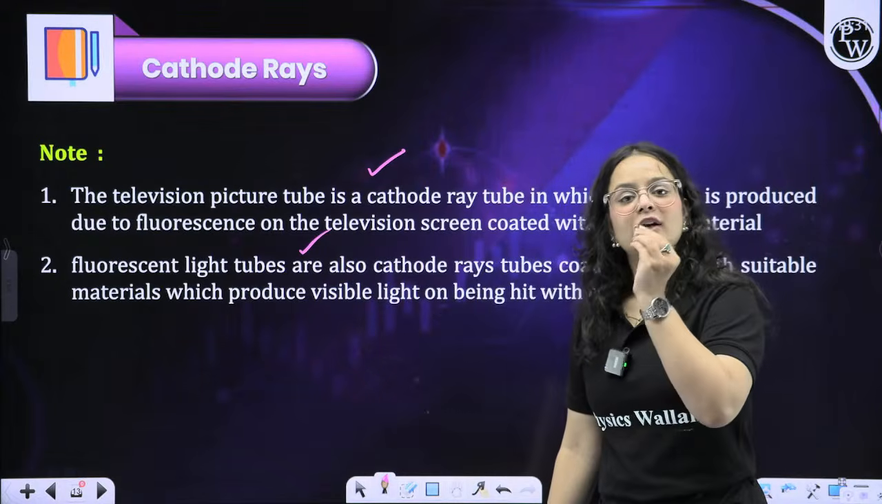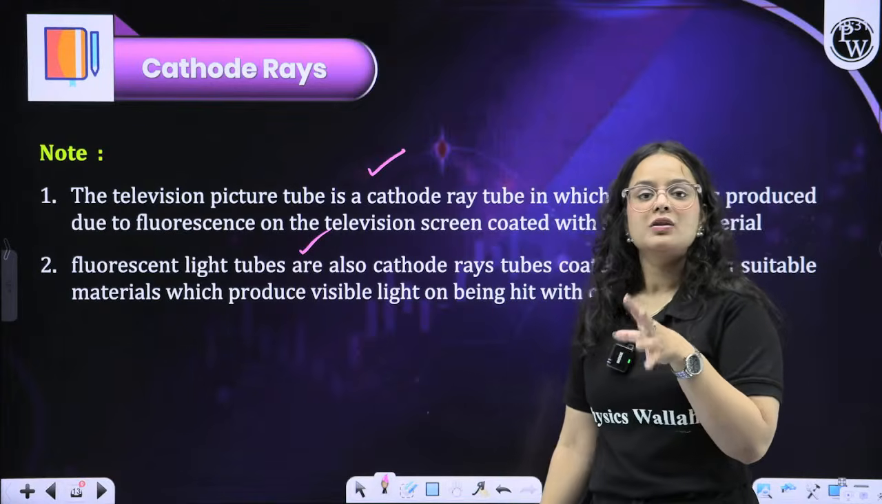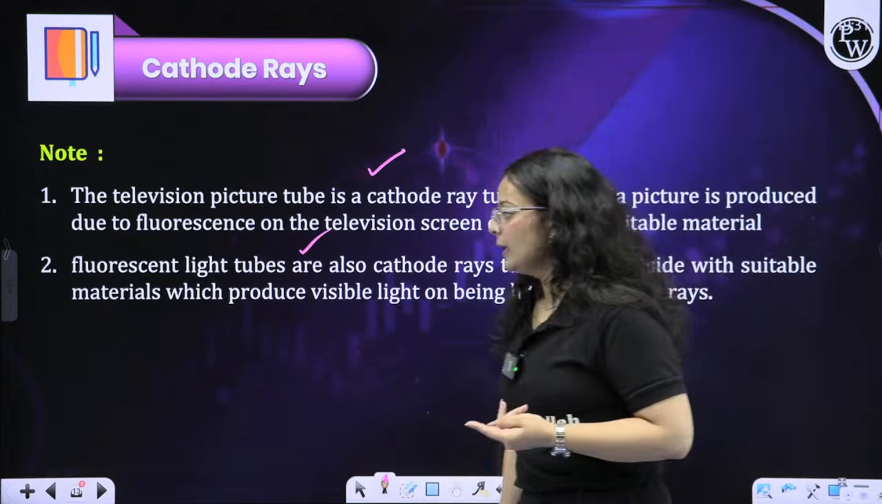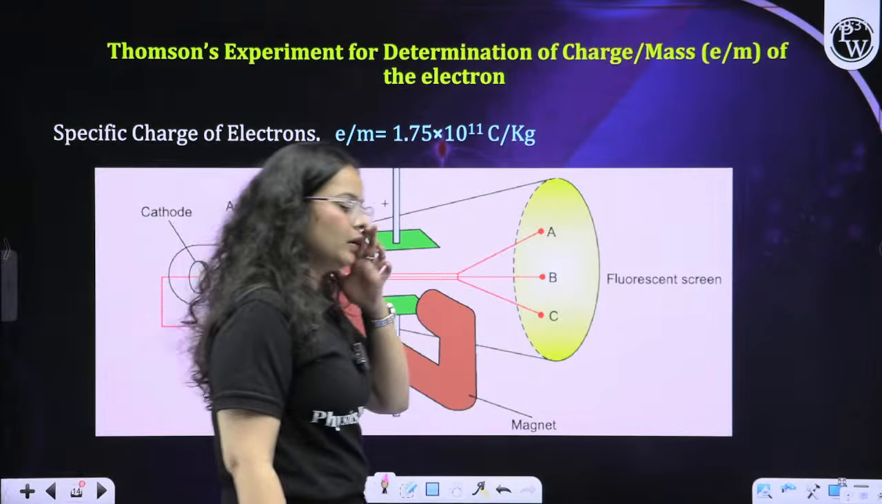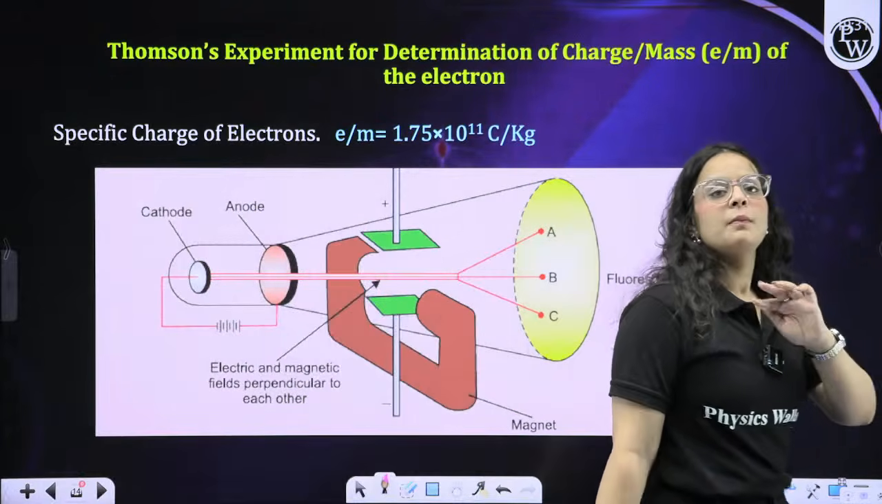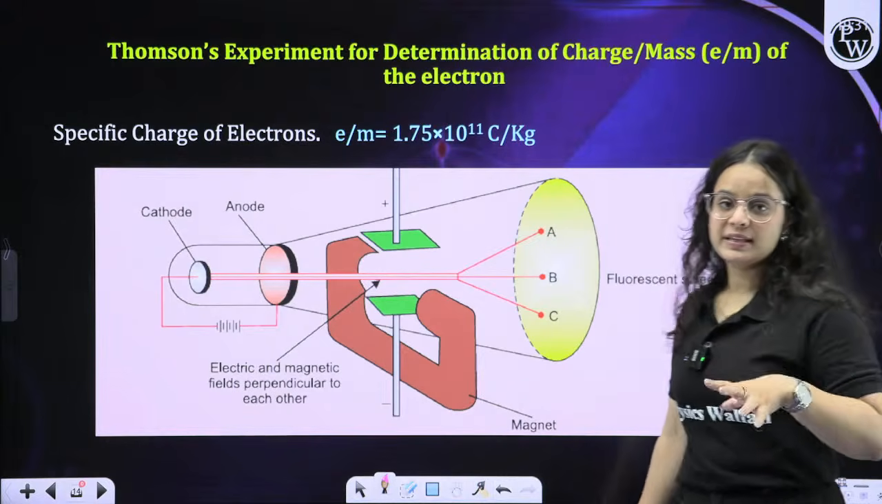Fluorescent light tubes are also doing the same thing. They are also cathode rays only, and that is producing the light. So these are the applications of it. Okay, fine. These are all the properties and applications of cathode rays that we did so far.